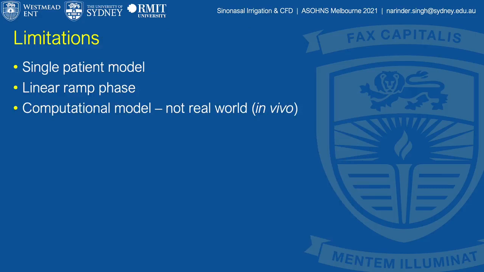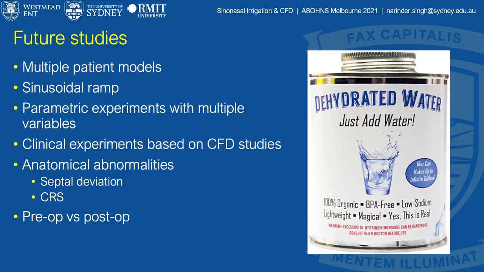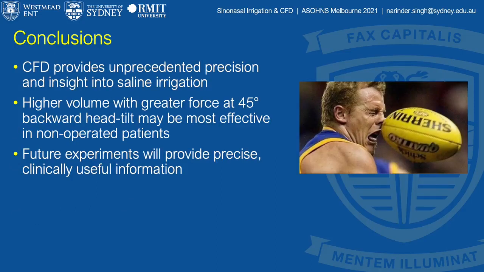At this stage, our publications have only involved a single patient CFD model. The next steps are to repeat the experiments with multiple patient models using multiple variables and to follow up the results with clinical trials. We'll also study the use of saline in anatomical and surgical variants. Our novel CFD model provides sophisticated and accurate data which has already identified that backward head tilt using larger volumes at higher pressure may be of benefit, with many more clinically relevant results to come.